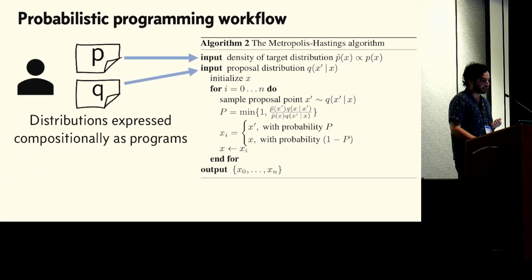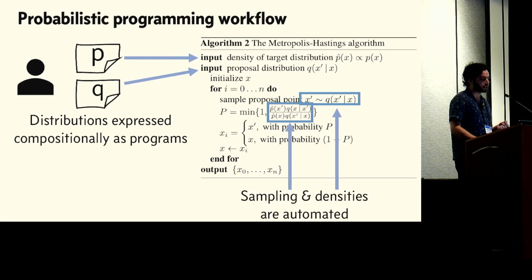With probabilistic programming systems, users can define those distributions compositionally as programs. Then, when the algorithm requires sampling or density functions, these operations can be automated by special program transformations or interpreters. So to be more concrete, let's take a look at what these programs look like and how densities are typically computed in probabilistic programming systems.